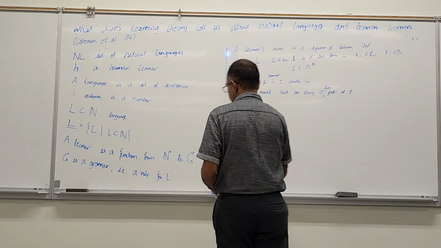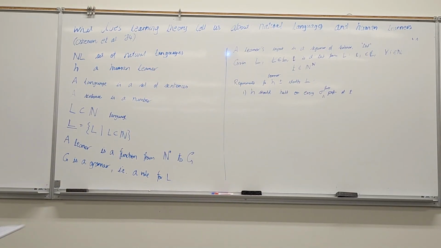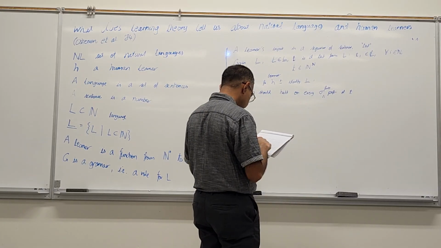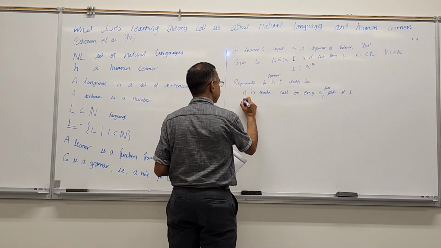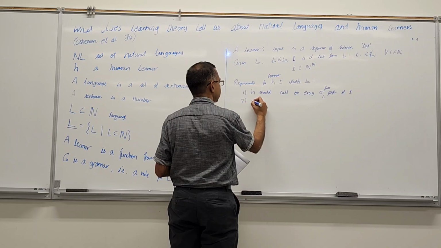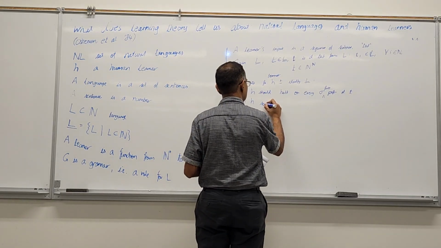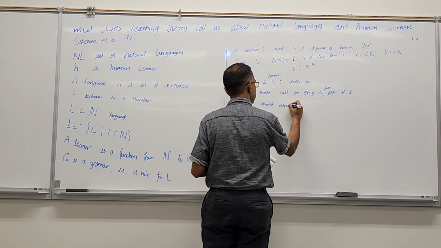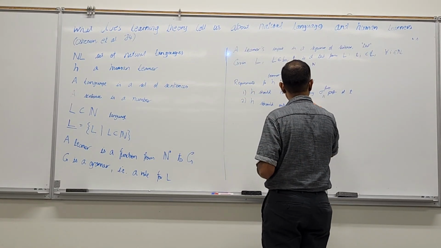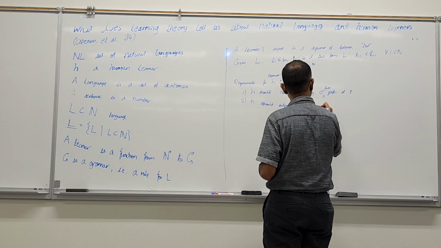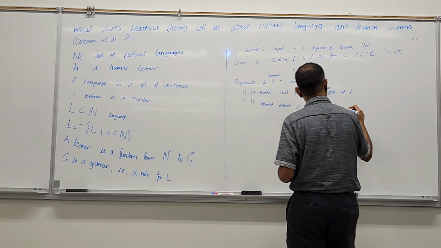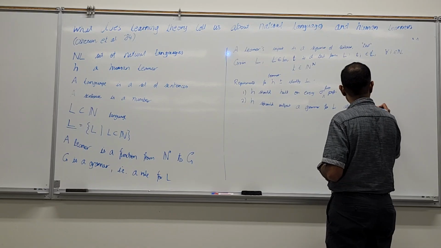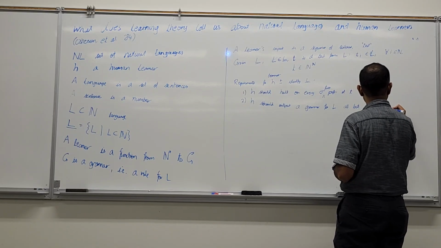So let's continue this list of requirements. The second thing is that H should output a grammar for L all but finitely many times.